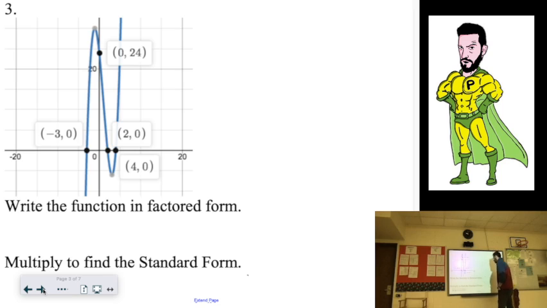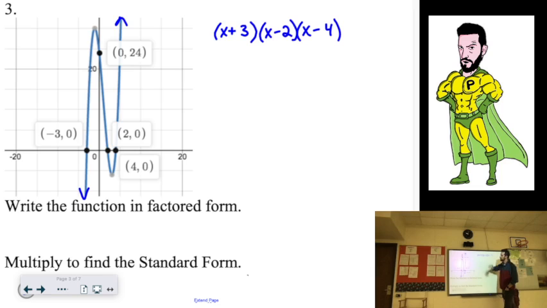Again, this one starts in one direction, ends in a different direction, which means it's an odd function. Also, if it starts at the bottom, ends at the top, that means the lead coefficient is positive. So let's write it with our zeros here. It crosses at negative 3, so that would show up as x plus 3. It crosses at 2 and 4, so that would be x minus 2 and x minus 4.